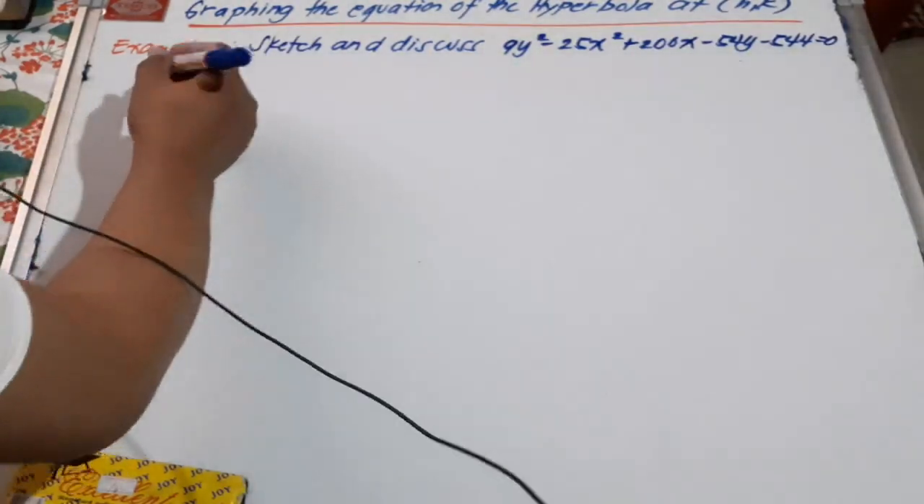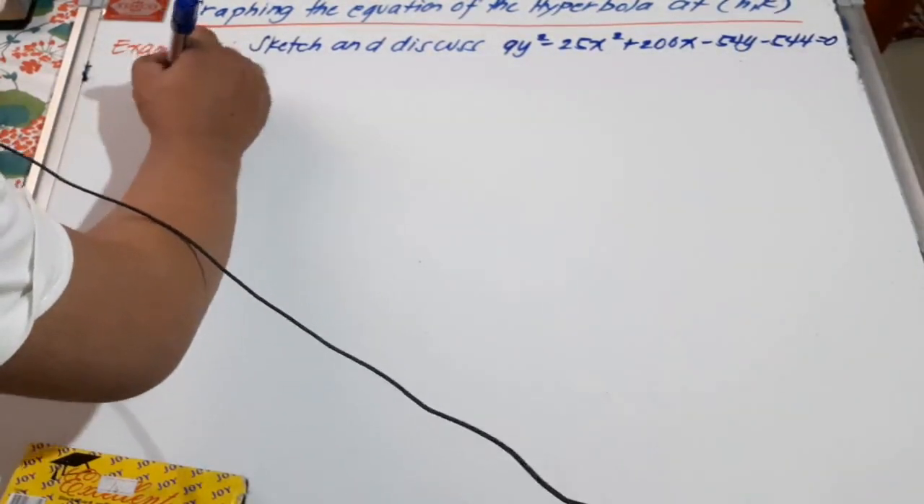Okay, so this will be the second example in sketching the graph of the hyperbola with center at (h, k). Example number 2 says, sketch and discuss 9y squared minus 25x squared plus 200x minus 54y minus 544 equals 0. Before we can sketch the graph of this equation, we have to convert this first to the standard equation of the hyperbola. Okay, convert muna natin.